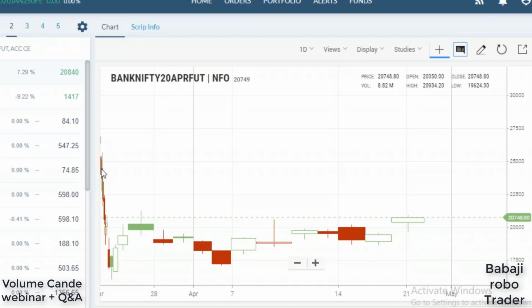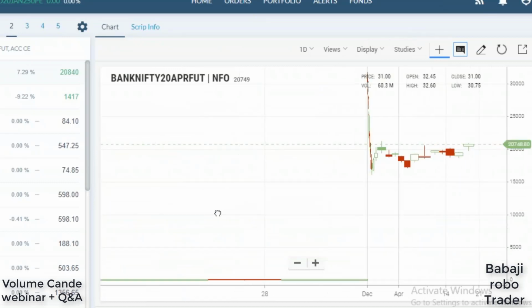By using this, you can take the call or put. First, we are looking for the big candle. If there is a big candle with a pin bar, when the high is broken, go for the call trade. When there's a big candle and the low is broken, go for the put trade. So this we can see. This is the Bank Nifty chart.